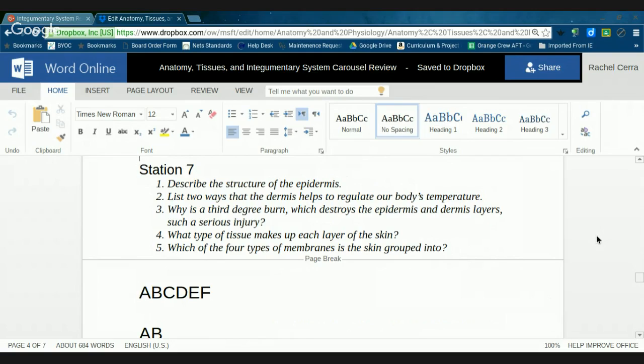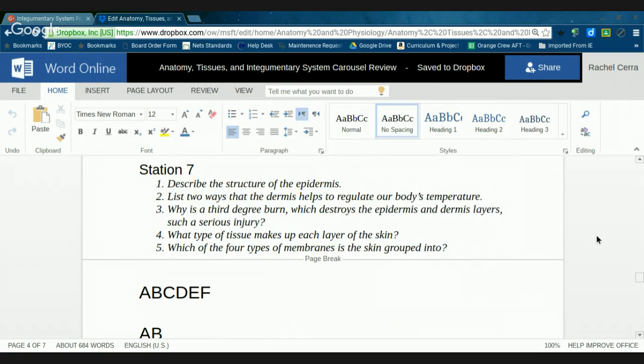Number two, ways that the dermis helps regulate our body's temperature. The blood vessels are going to expand and contract as needed to either conserve heat or give off heat. They're going to expand when you want to give off heat, and they're going to contract when you want to conserve heat.